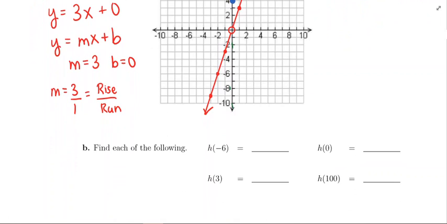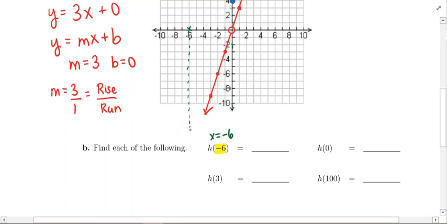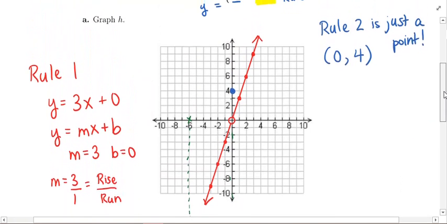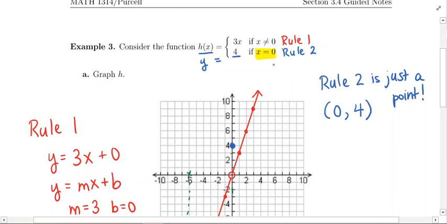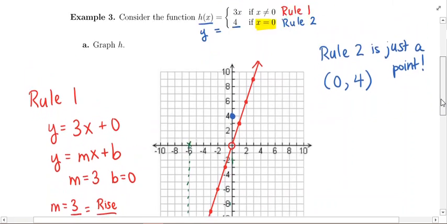All right, let's work on the evaluation here. In h of -6, that means the x value is -6. Again, you can look at the graph or you can look at the formula. If you go down to find the point on the graph, we're off the grid, so you do need to read this one from the equation. Remember, rule 1 is going to apply as long as your x value is not 0. Here the x value is -6. It's not 0, so rule 1 is going to apply.